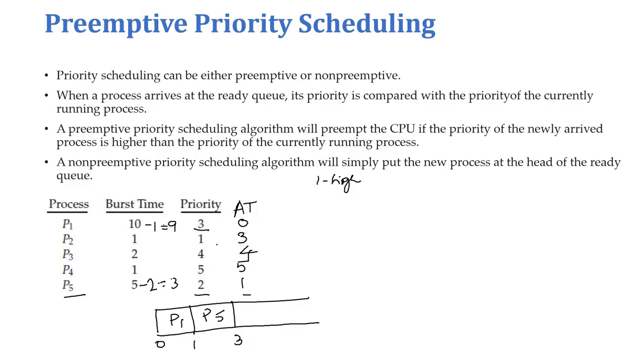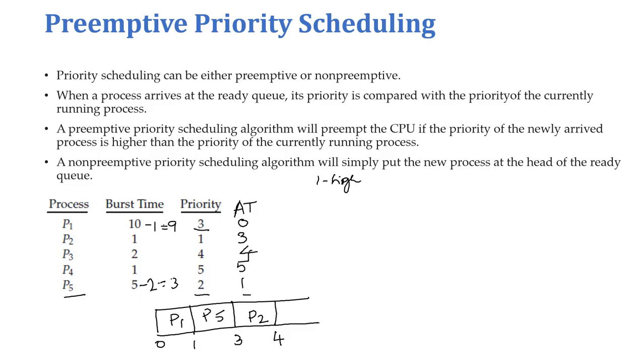At the time of 3, P2 arrived, and we check its priority. The current execution process priority is 2, and the upcoming process P2 has priority 1. So obviously we hold P5 and give the chance to P2. Now P2 starts executing; its burst time is 1, so it completes within 1 millisecond. Now the time is 4, no issues.